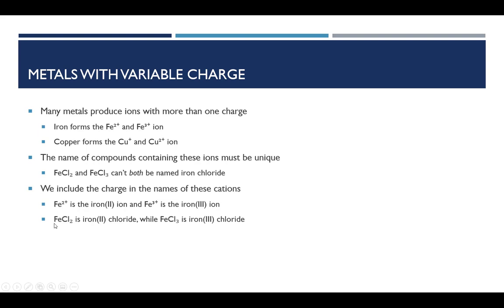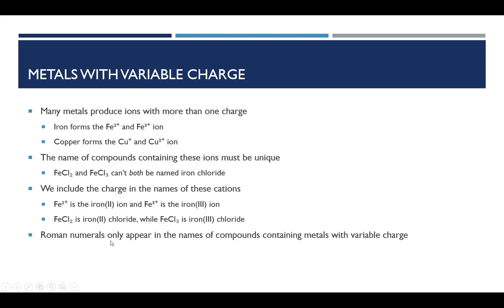So the name of this compound then is iron(II) chloride, and this compound right here is iron(III) chloride. Be sure you do not make the mistake of looking at the number right after iron and assuming that's the charge. Some people might go, oh, this is iron 1, because there's no number there. Okay? You have to figure that out, as you're going to see now, from the anion.